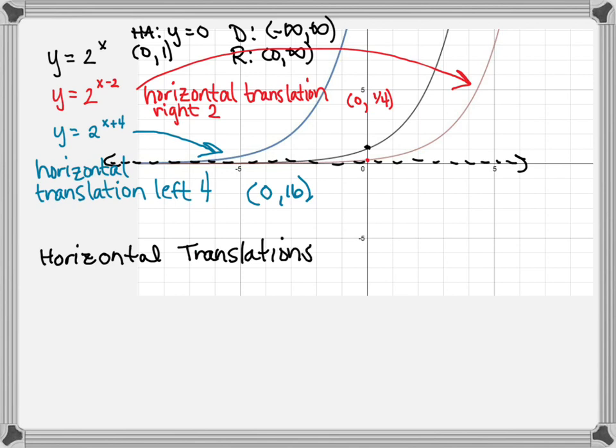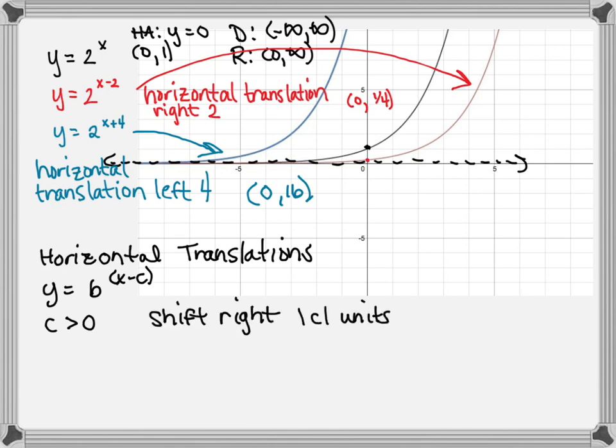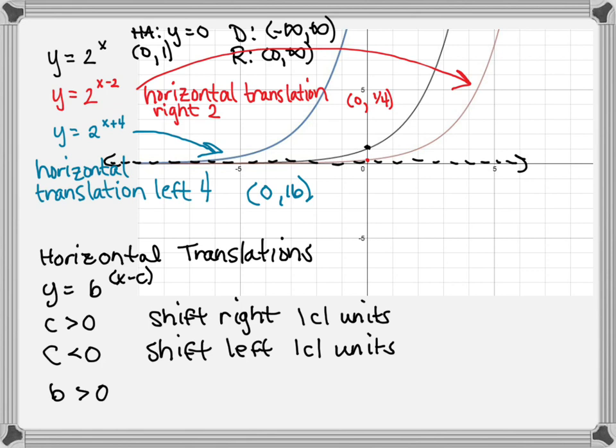So for horizontal translations with functions of the form y equals b to the x minus c, when c is greater than 0, we're shifting right the absolute value of c units. When c is less than 0, we are shifting left the absolute value of c units. And just reminding you that b in all of these functions is always greater than 0. It's always positive, and b does not equal 1.